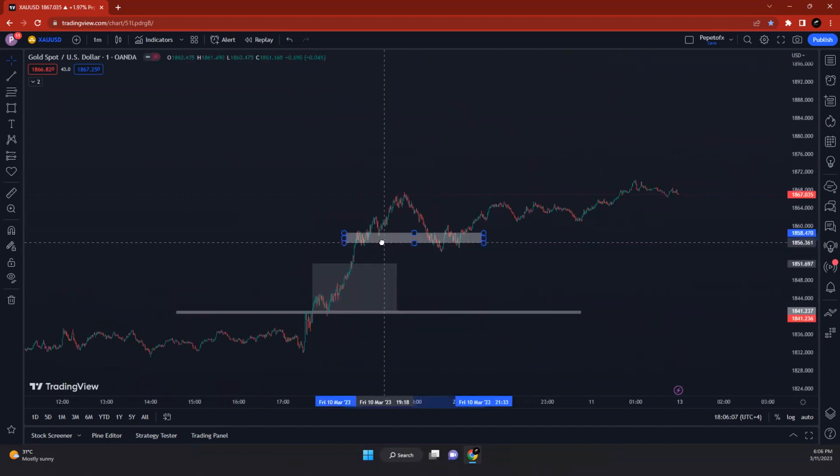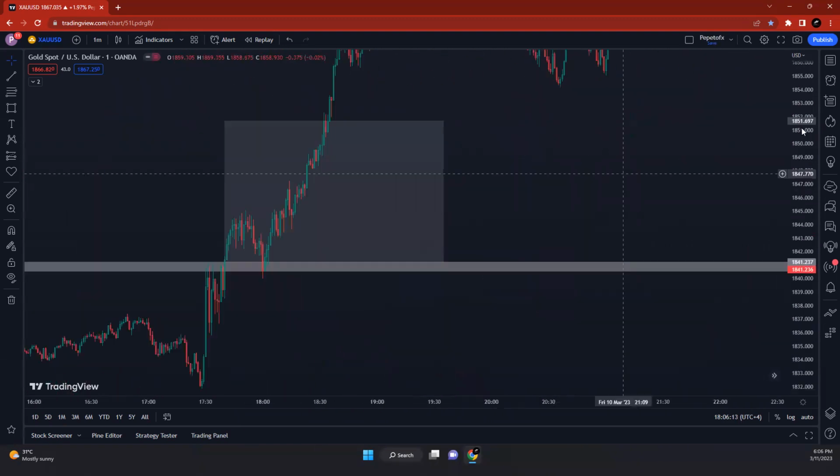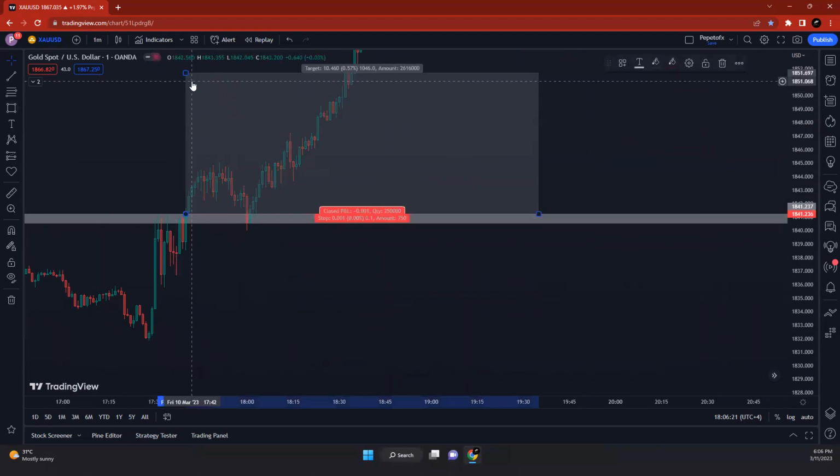If you follow this, this one is up. I don't care. I need downside. Okay, so this is a lot of rejection. 5 minute breakout, retest again. Let's delete this by stop.